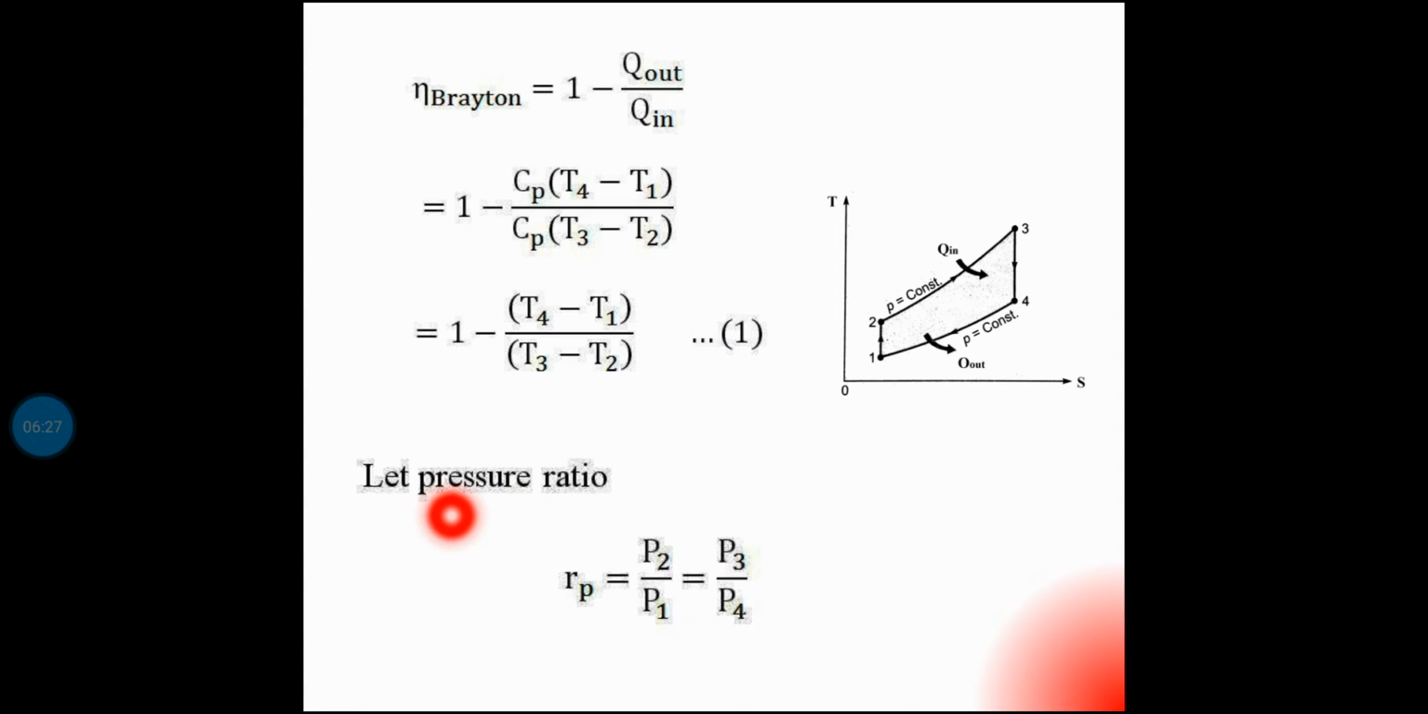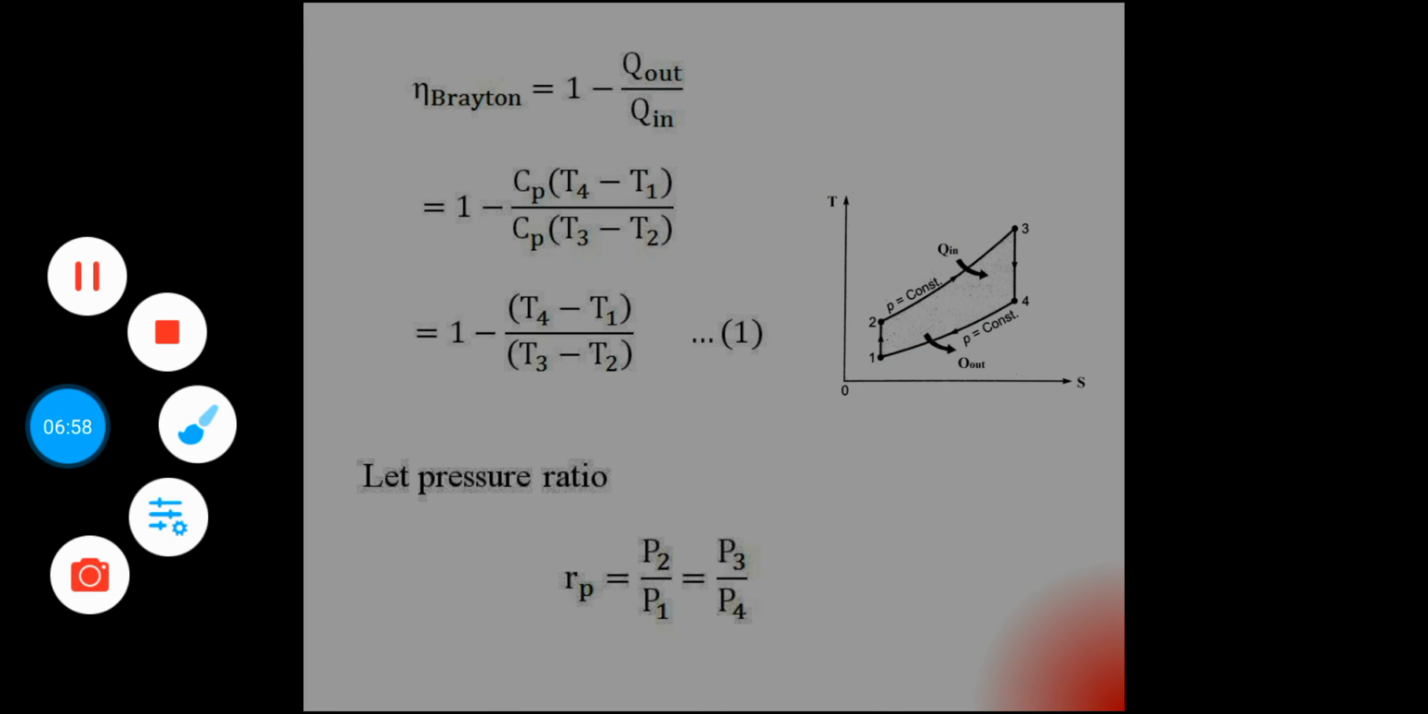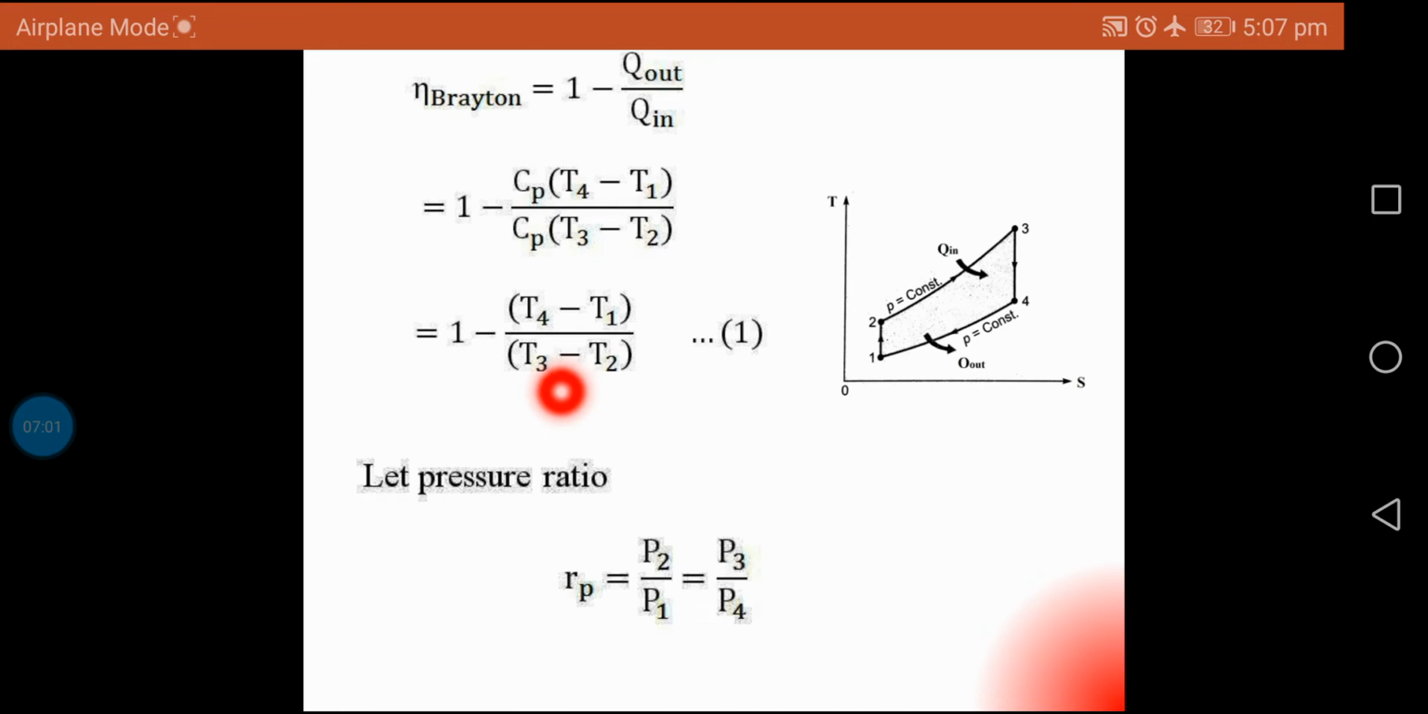Now we can define pressure ratio. Pressure ratio Rp is equal to P2 divided by P1 is equal to P3 by P4. Pressures 2 and 3 are the same since the heat is added at a constant pressure, and pressures 4 and 1 are the same since the heat rejection is occurring at a constant pressure, that is P2 is equal to P3 and P4 is equal to P1. Now we need to find out the expressions for T3 and T2.